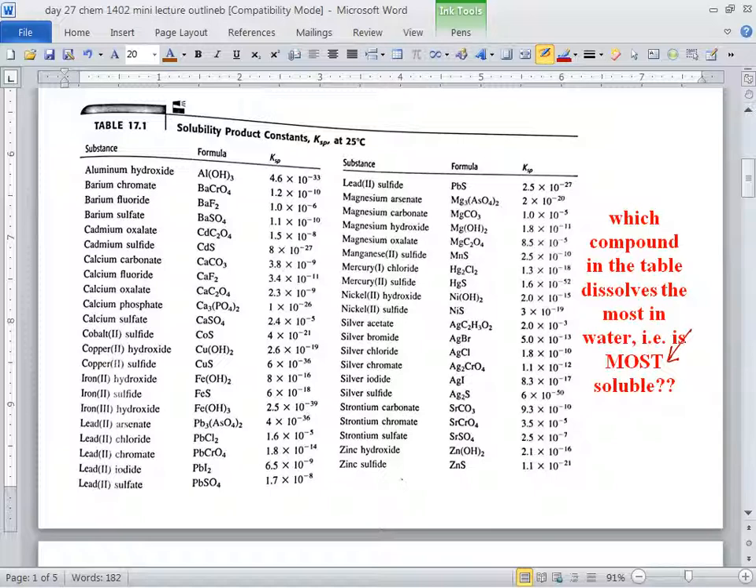She says magnesium hydroxide has 10. Magnesium oxalate has a 10 to the negative 5. So can anybody find a number bigger than 10 to the negative 5? Silver acetate. 10 to the negative 3? Ooh, that's pretty big. Are there any other 10 to the negative 3s? Yeah, so that would be the most soluble. Where'd it go? Silver. There it is, acetate. That's the one that's the most soluble.